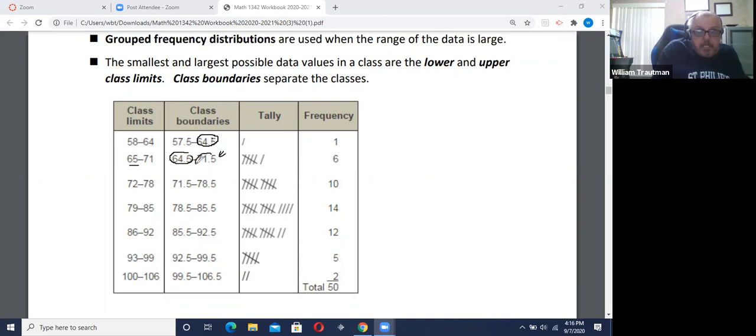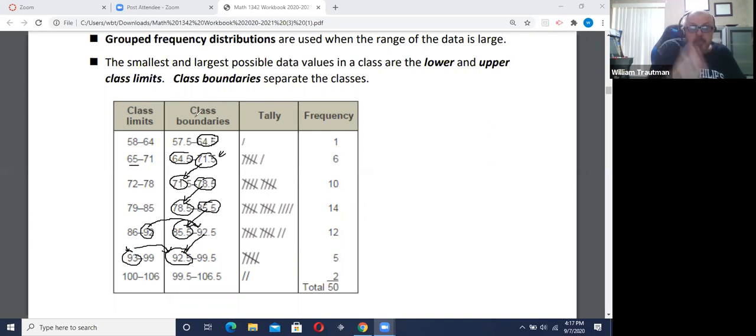So once again, the upper boundary is the new lower boundary. You can do 92 and then tack on a 0.5, then you know that's the new lower boundary. Subtract 1 from 93, you get 92, then tack on a 0.5. So if you have class limits, you should be able to write down all the class boundaries.